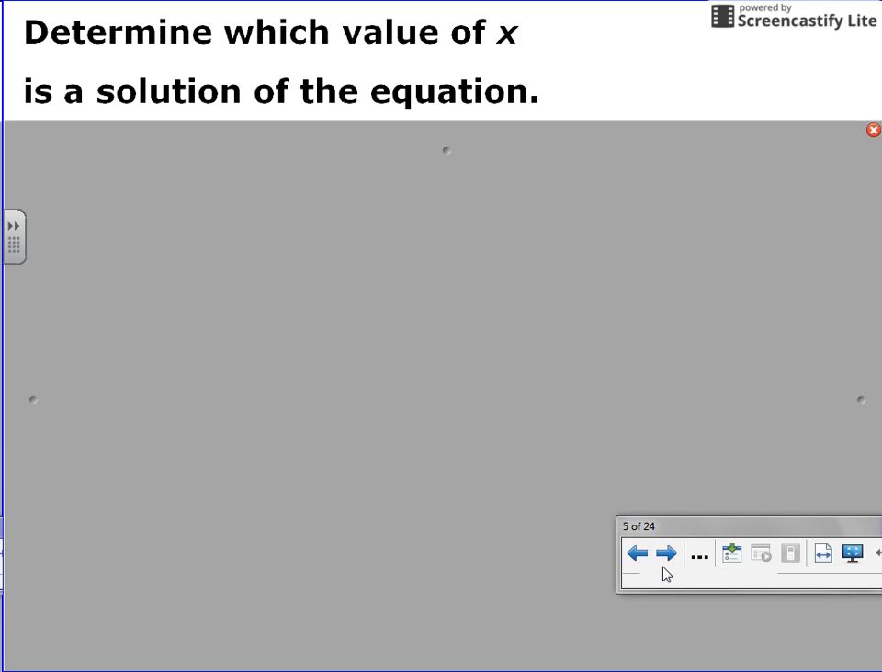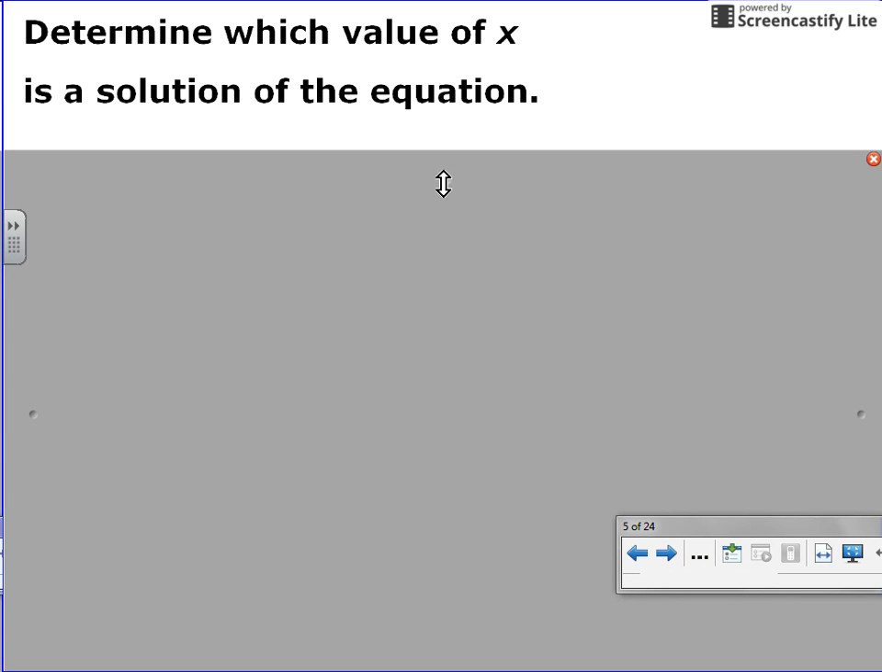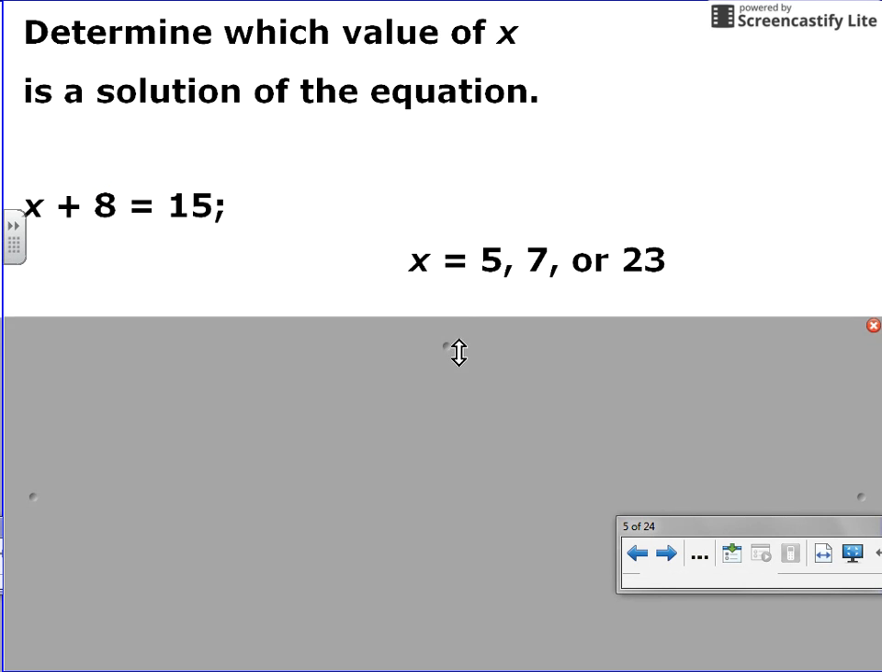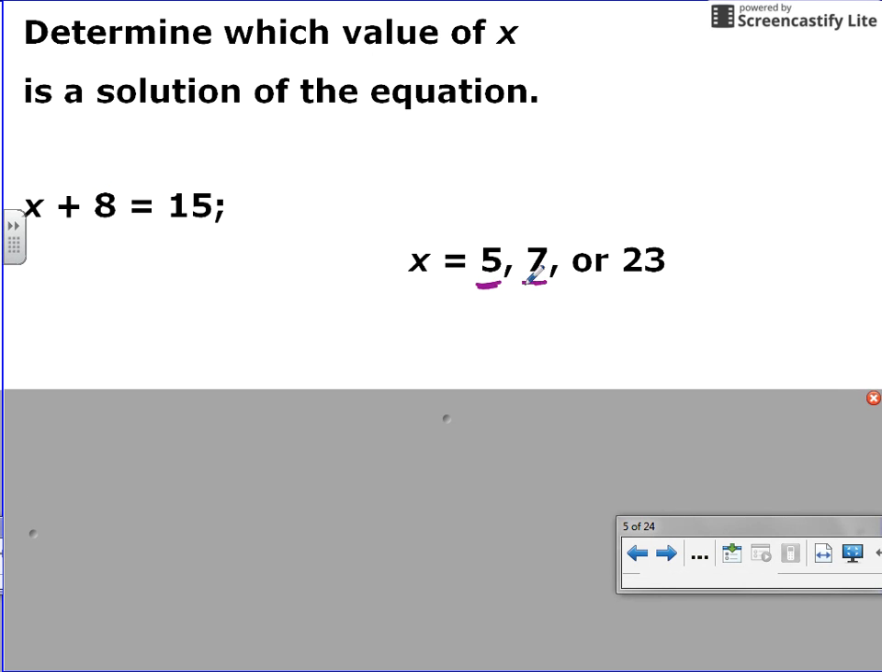Alrighty, well, what does this look like? Well, so first you're going to see some problems that are going to ask you to please tell me what value of x would solve this equation or would be a solution of the equation. Don't write those above words, but I want you to write this down. Here's your equation, x plus 8 equals 15. And then I'm going to ask you which one of these values, 5, 7, or 23, work as a solution, that they solve this. So you would start by testing them.